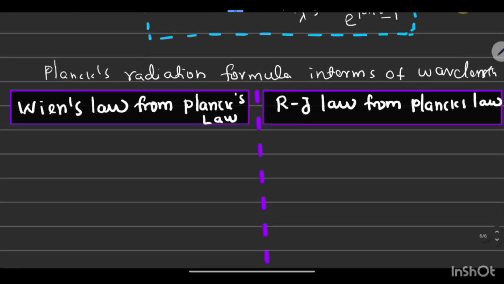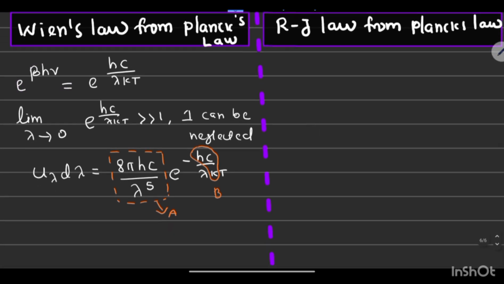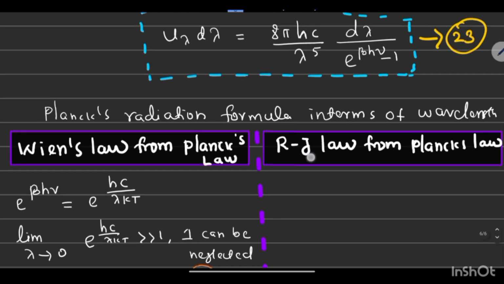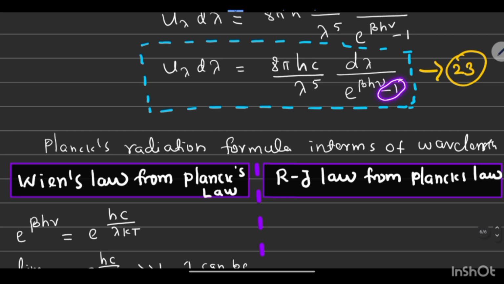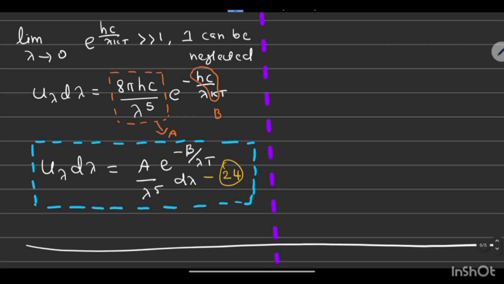One can see if lambda is low, meaning in the low wavelength regime, this exponential factor will be much higher than 1. So in this expression one can neglect this 1 and write this expression. When you take this expression to the numerator, you get the energy density expression as this, which is exactly Wien's energy density formula, and it's directly proportional to 1 over lambda raised to 5.